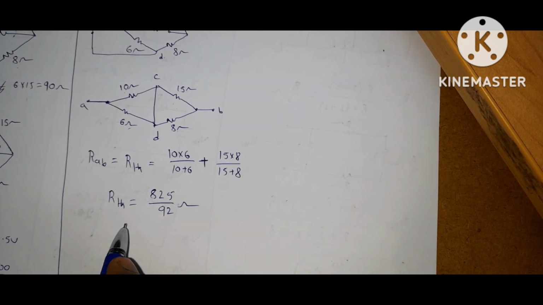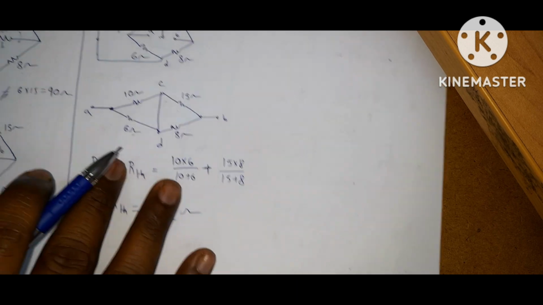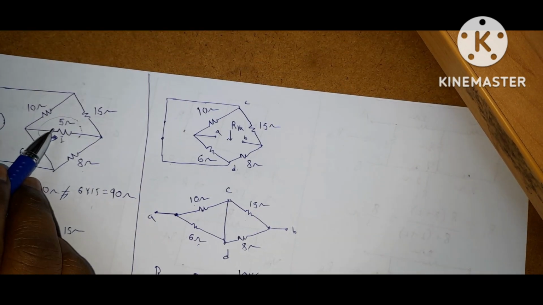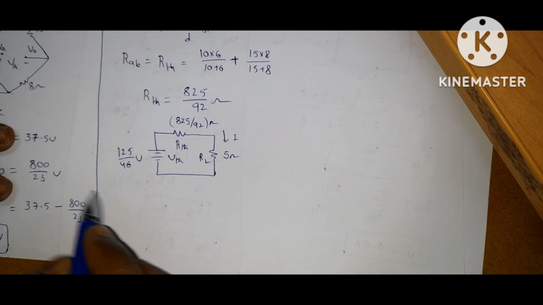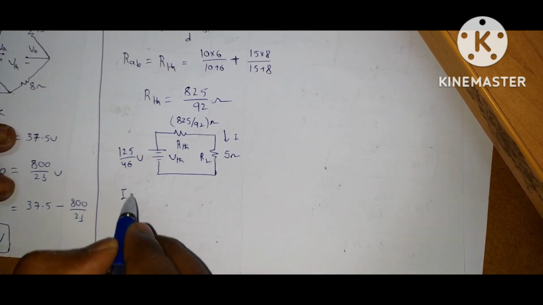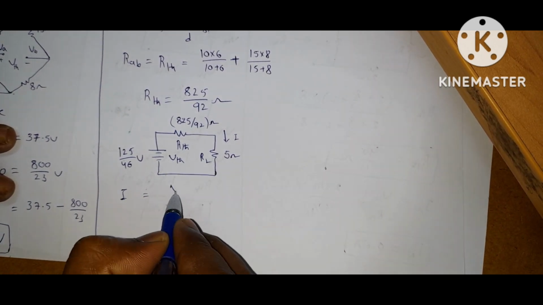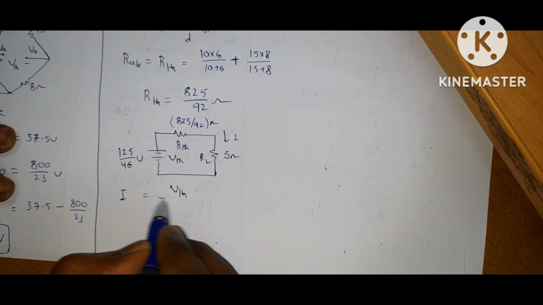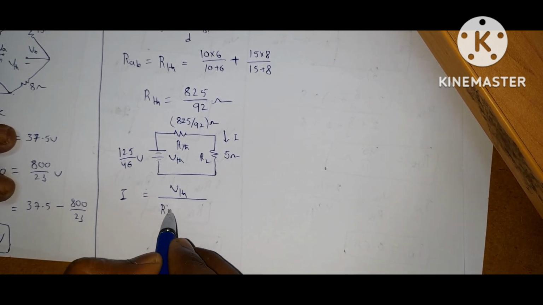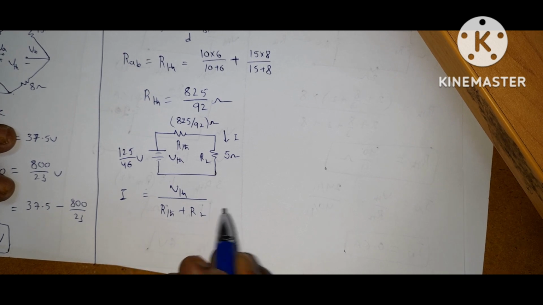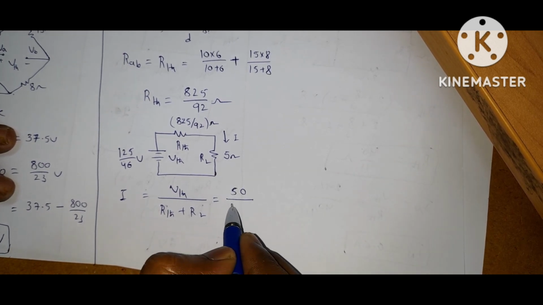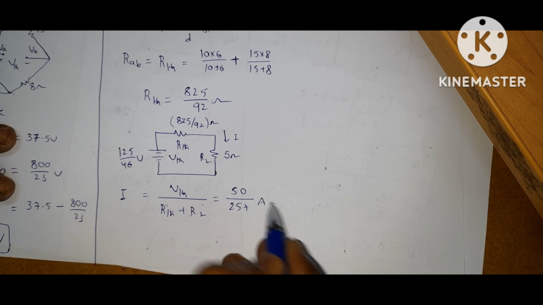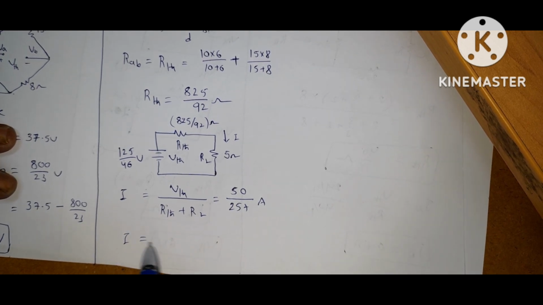Now draw the Thevenin equivalent with load resistance 5 ohms. Then the circuit becomes like this. Now what is I? I is equal to VThevenin by the equivalent of these two resistors connected in series, RThevenin plus RL. If you solve this, you will get 50 by 257 amps. So I is equal to 0.194 amps.